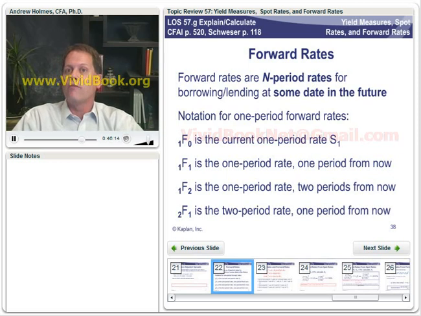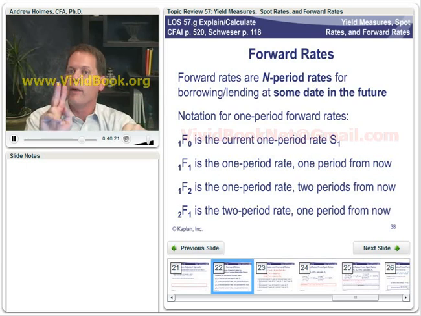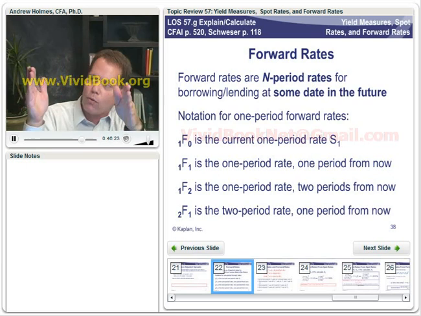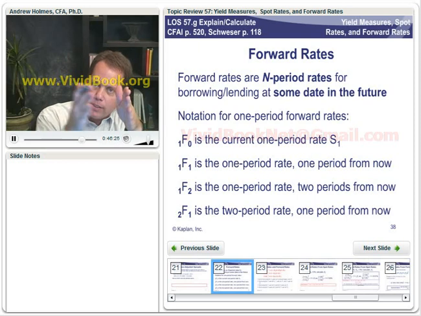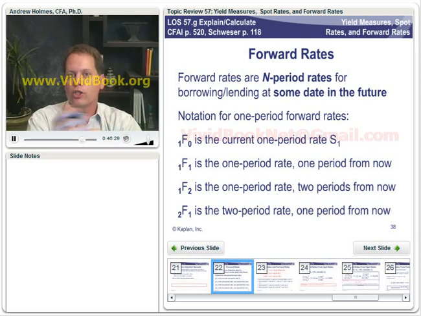All right, so forward rates. Remember, we got yields. We discount all the cash flows in a bond at one interest rate. That's a yield. We have spot rates. That's a rate where we take one cash flow in the future and we discount it back to today. A forward rate is a short-term rate that is expected to exist in the future.